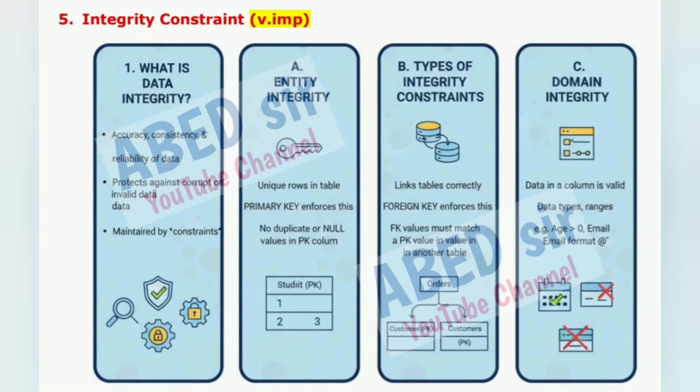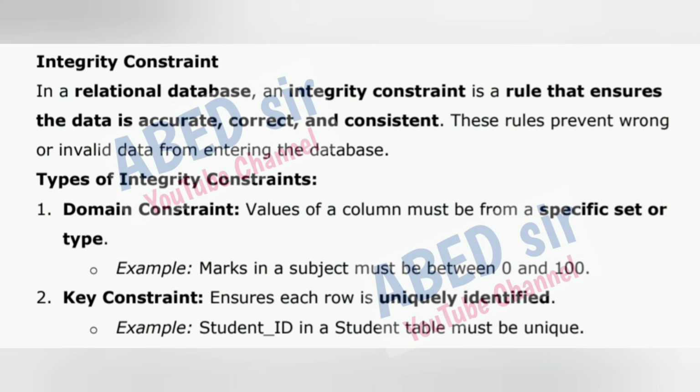Integrity constraint. In a relational database, an integrity constraint is a rule that ensures the data is accurate, correct, and consistent. These rules prevent wrong or invalid data from entering the database. Types of integrity constraints. 1. Domain constraint. Values of a column must be from a specific set or type. Example, marks in a subject must be between 0 and 100.